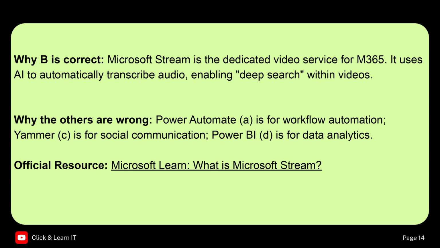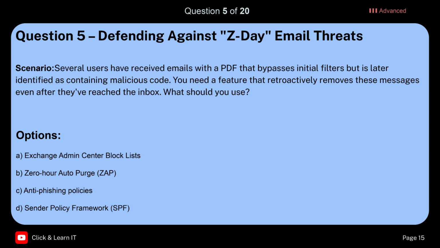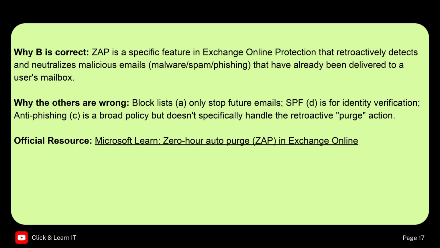Question 5. Emails containing malicious code bypassed initial filters. You need a feature to retroactively remove these messages even after they reach the inbox. What should you use? The correct answer is B. Zero-hour auto purge or ZAP. ZAP retroactively detects and neutralizes malicious emails that have already been delivered to a user's mailbox.